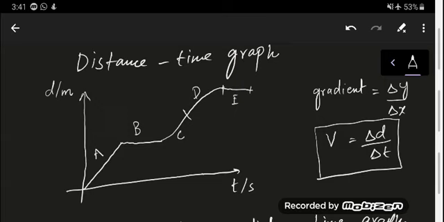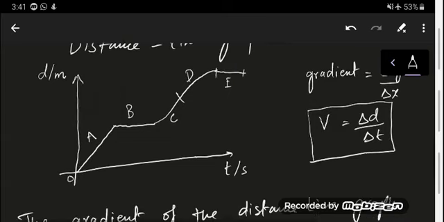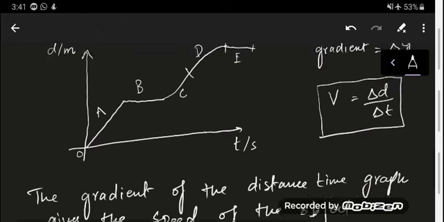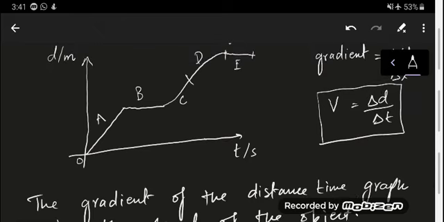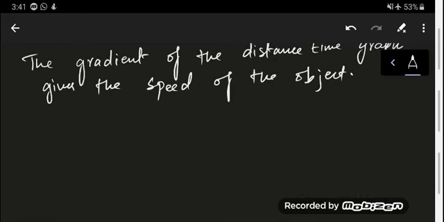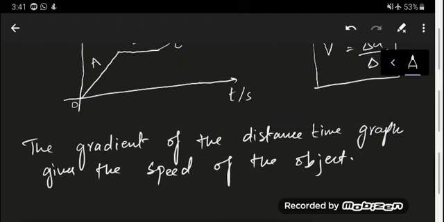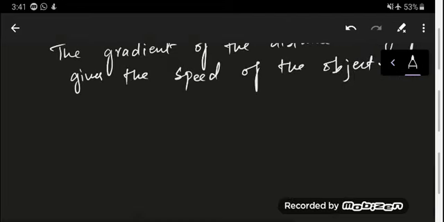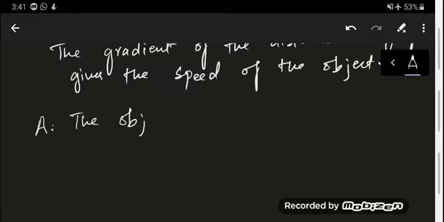So when you see in the part A, if it started from rest, the gradient is constant. That means that the object is moving with a constant speed. Part A is that object is moving with a constant speed because the gradient is constant. There is a constant change in distance per unit time, right? Rate of change of distance is constant. So part A, the object is moving with a constant speed.